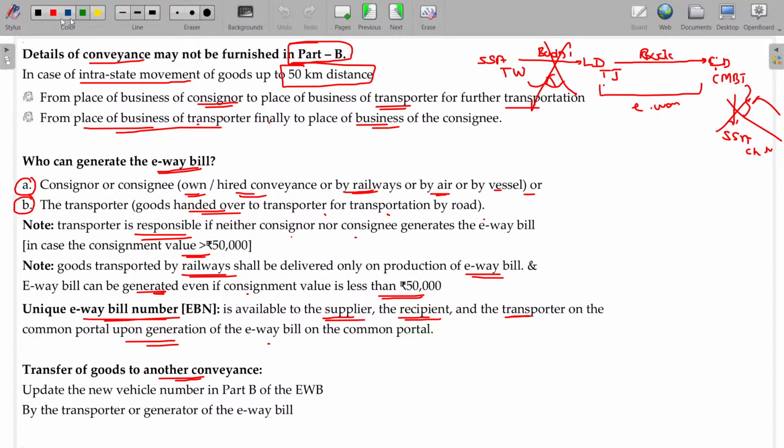Is that clear? Hope you are now able to understand the transfer of goods to another conveyance. Update the new vehicle number in part B of the e-way bill by the transporter or generator of the e-way bill. The person who generates the e-way bill is responsible for updating the second vehicle for transferring from one to another.